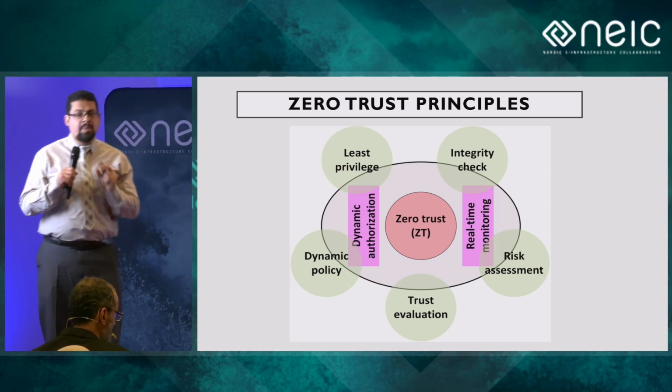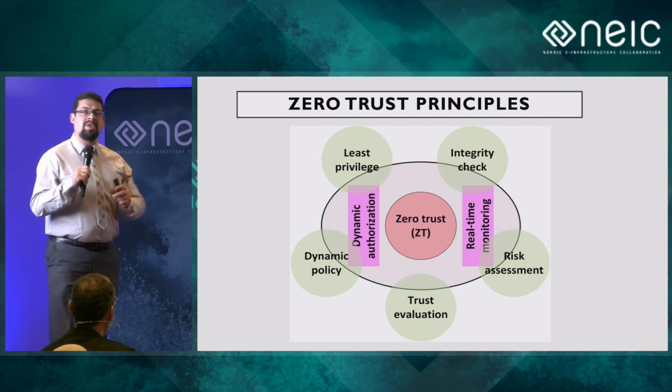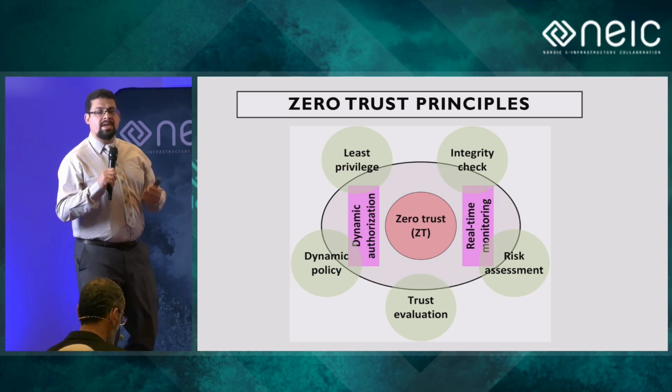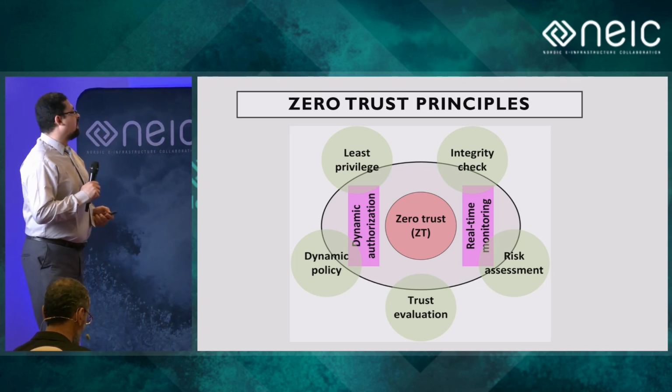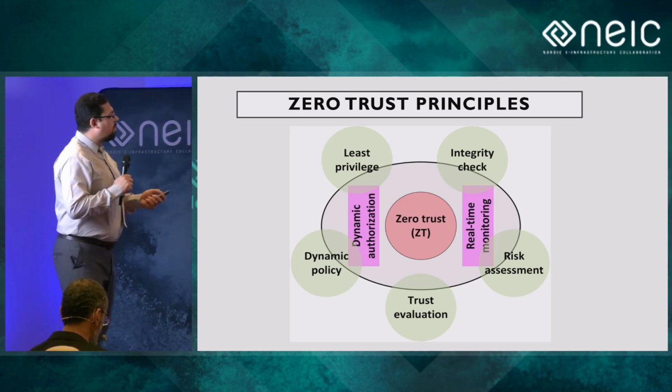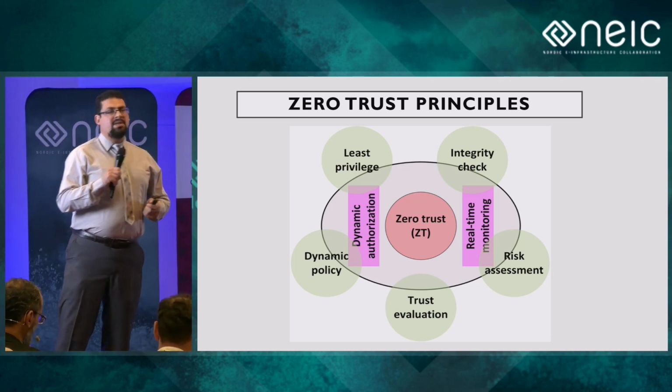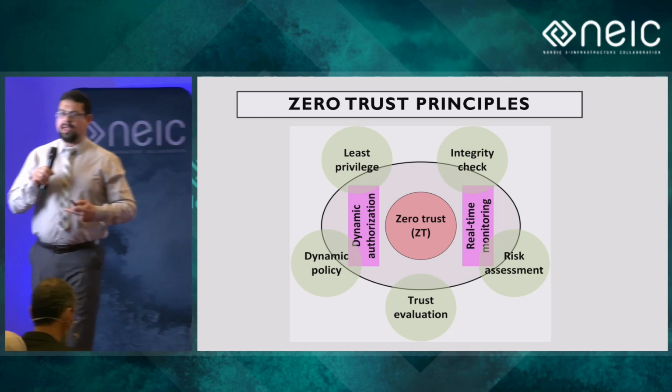So there is a numeric value that can be used later on to decide the trust level of a certain organization. And then the dynamic policy. The dynamic policy here means that the policy must be updated, okay, as you go.